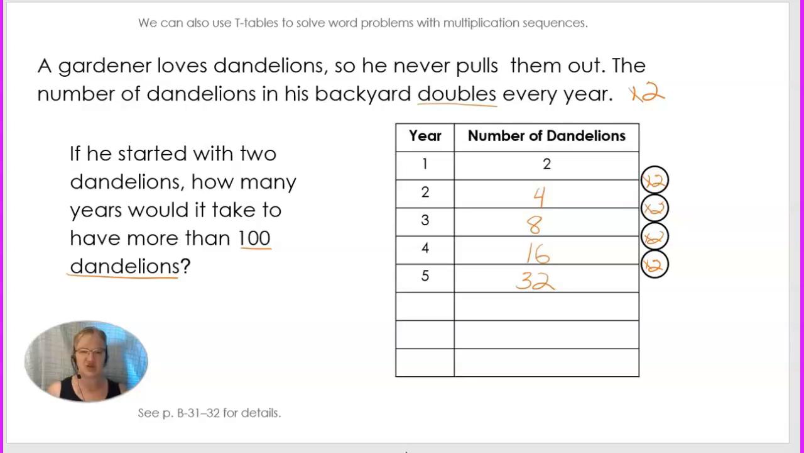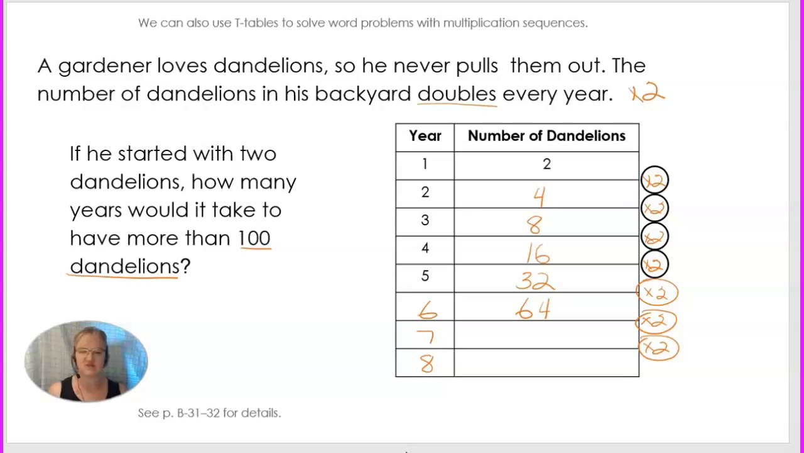Are we up to 100 yet? Definitely not. So we need to keep going. We need to extend the table. Let's extend it as far as it goes here. 6, 7, 8 years. And we know we're multiplying by 2 each time. It's good to write these in so that we don't forget what we're doing on the side. 32 times 2. Well, we know 2 times 2 is 4, and 2 times 3 is 6, so there's 64.